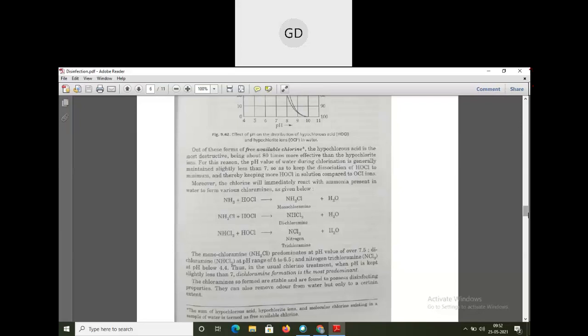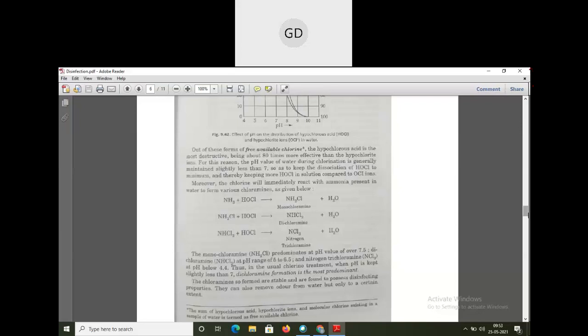So you see here these equations. When you put chlorine in the water, it will immediately react with the ammonia that is present in the water, and it will form chloramines. You can see this ammonia, NH3, plus HOCl, that is your hypochlorous acid, will give you monochloramine, NH2Cl.